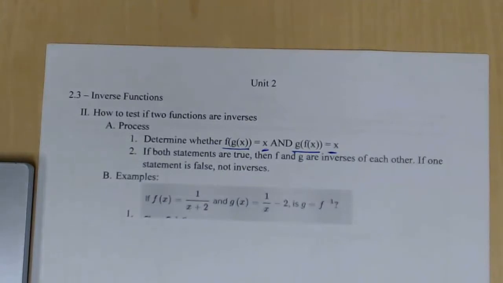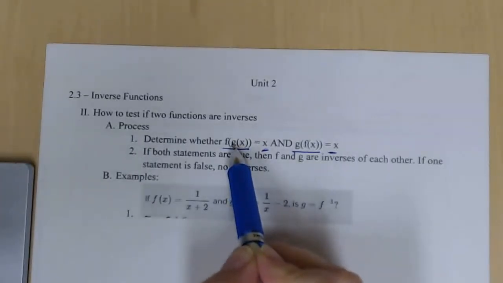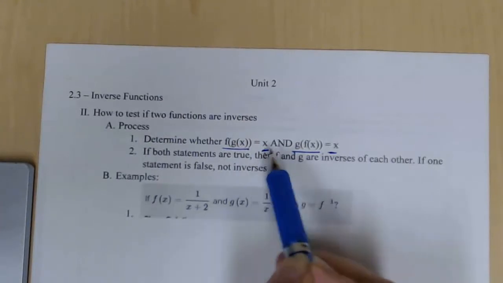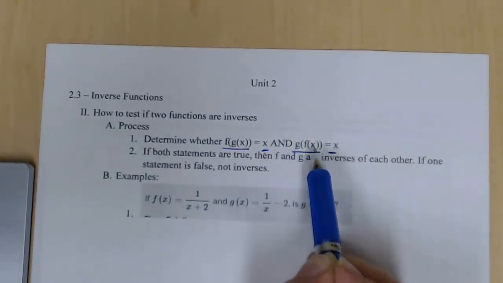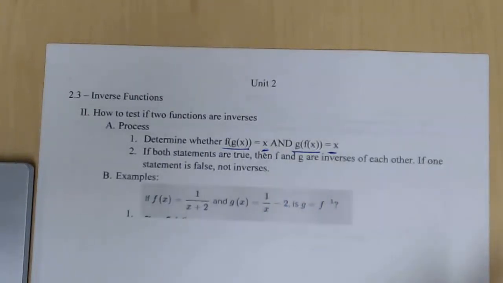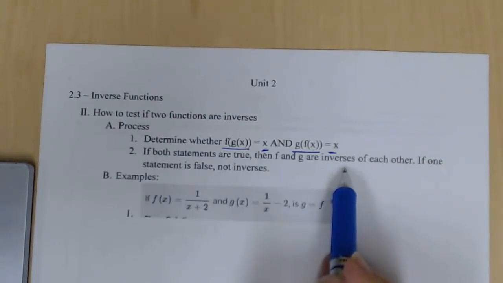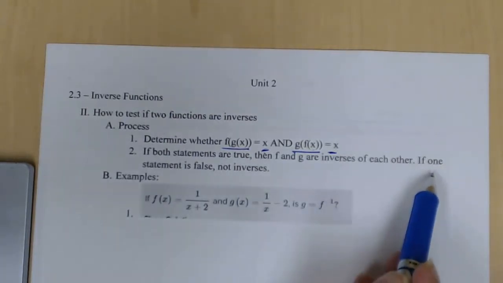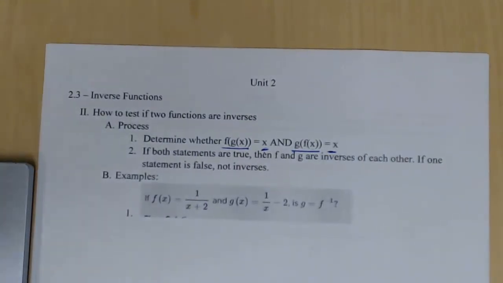So if you take your f function, compose it with its inverse, or what we assume is the inverse, using template and plug-in like we did in section 1, and you get x, and you do the reverse plug-in, template, plug-in, and get x, both of those are true, I could say those are inverses. So if both statements are true, then f and g are inverses of each other. If one of them is false, they're not inverses. So in this case, we're not creating the inverse, we're trying to prove that it's an inverse.